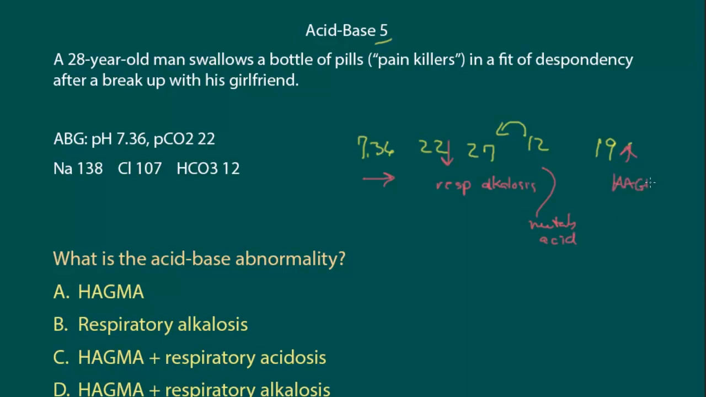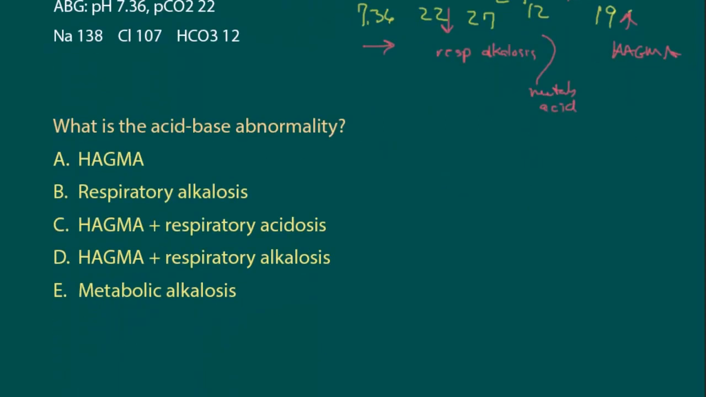Do the 4B calculation. The increase, 19 is 13 more than 6, so there's a plus 13 increase in anion gap, and a bicarb of 12 is 13 less than the normal bicarb of 25. So we have 13, 13, no additional metabolic acid-base issue. This patient has a respiratory alkalosis and a HAGMA.